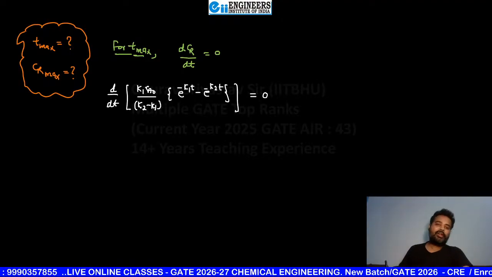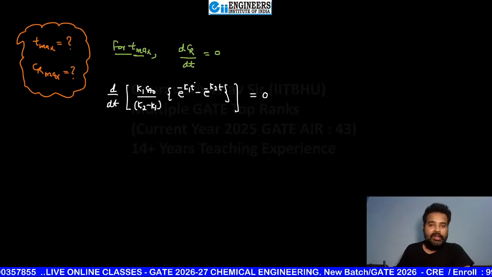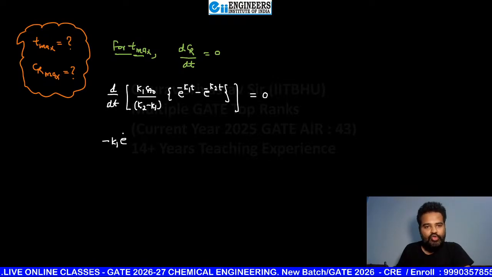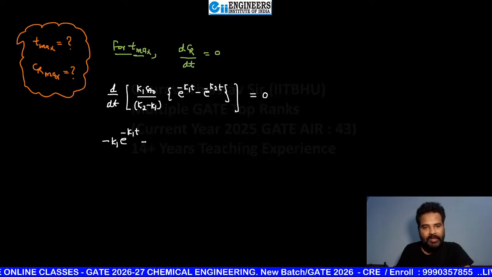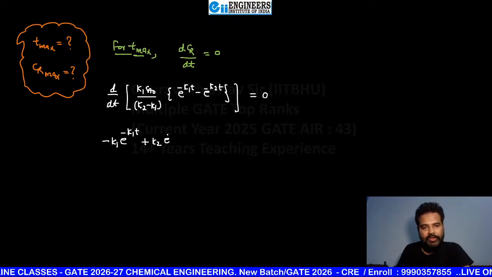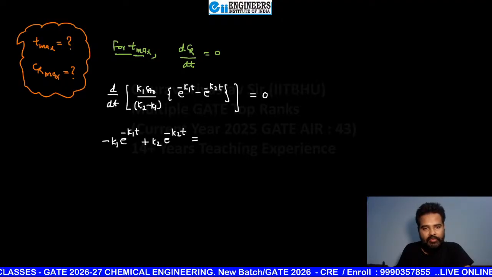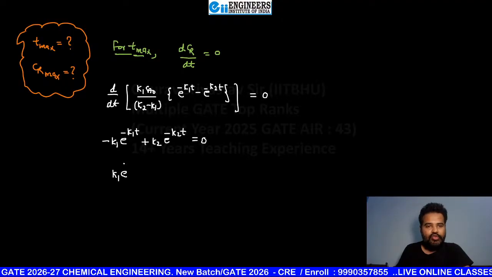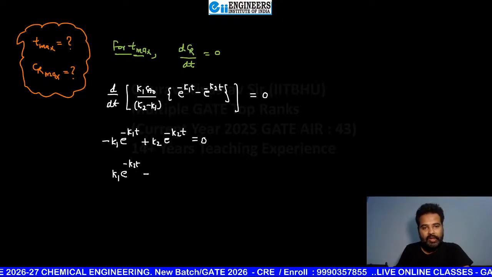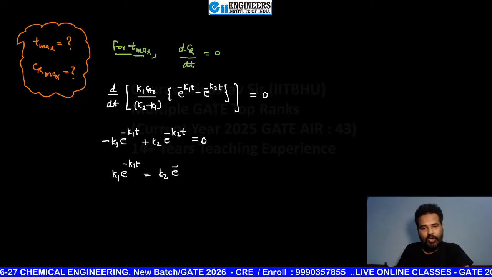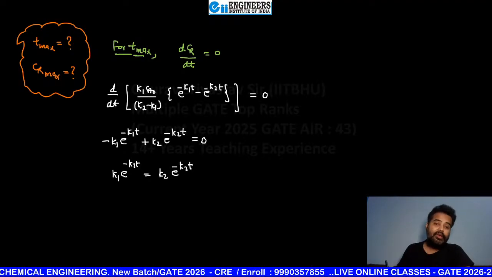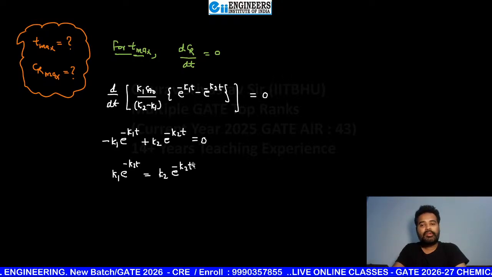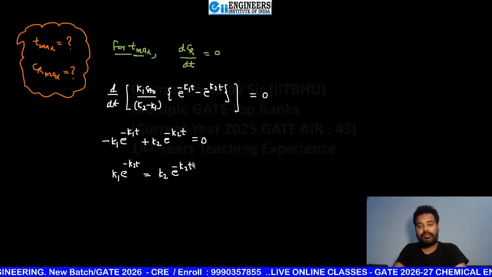So this is constant. It is going to become 0. 0 by constant will give you 0. E raised to power minus K1t differentiation. So it is minus K1 e raised to power minus K1t, and minus minus here plus K2 e raised to power minus K2t equals to 0. Further moving, you can write K1 e raised to power minus K1t equals to K2 e raised to power minus K2t. क्या ऐसे कर सकते हैं? Is it correct? So now how to solve it?